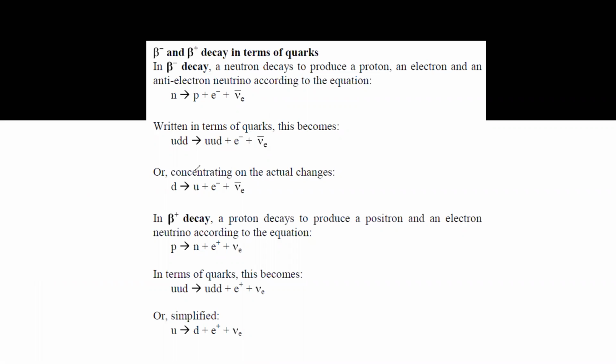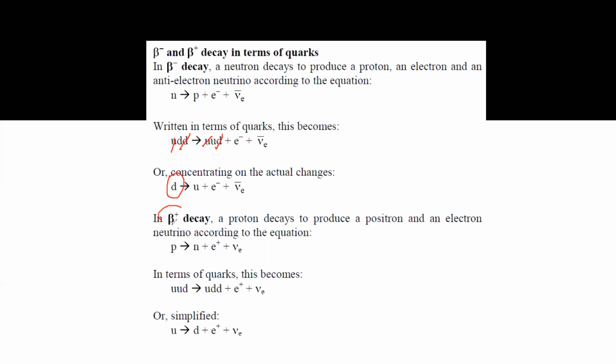So if we cancel out the common terms, up can cancel with up. So basically what happened in this reaction is that a down quark gives an up quark, an electron, and an electron anti-neutrino. Is it clear?